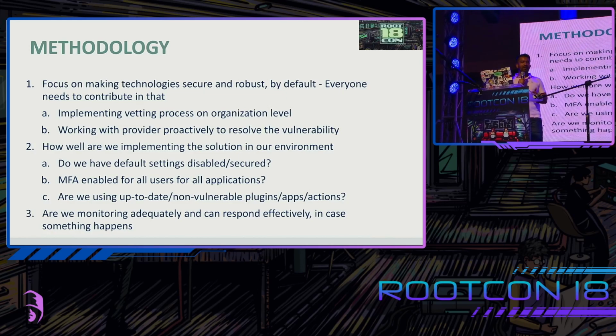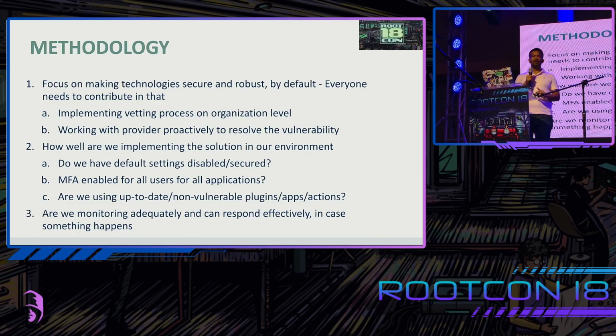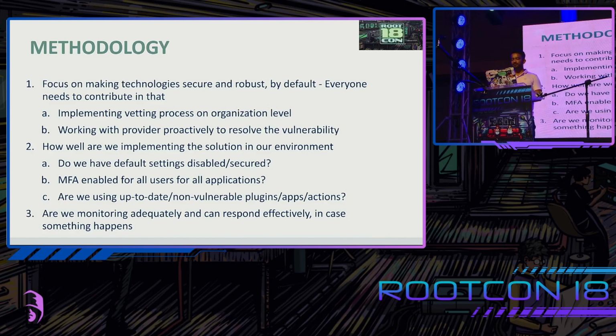So the methodology will have three pieces. First is making sure that software is secure by default. Second is implementing it securely. And then the third piece is making sure that if something happens, we are ready for that.